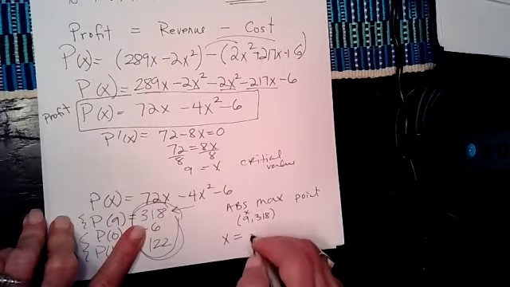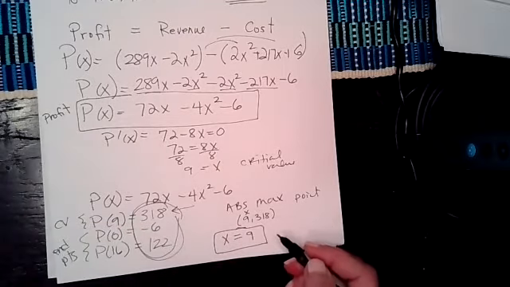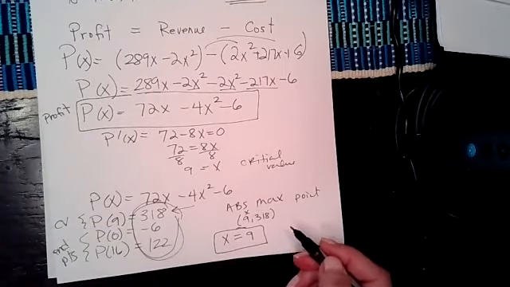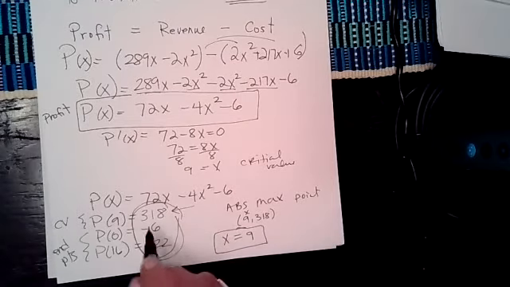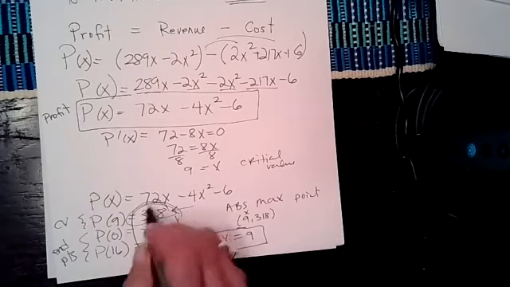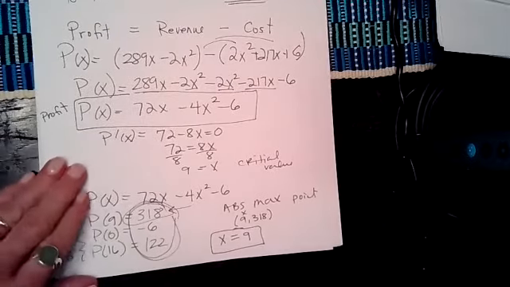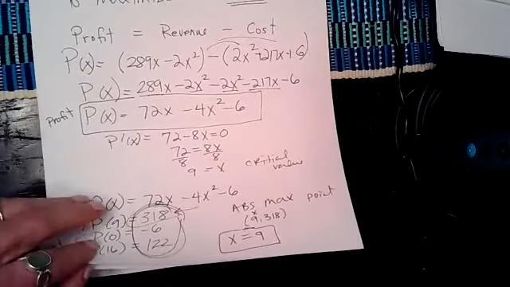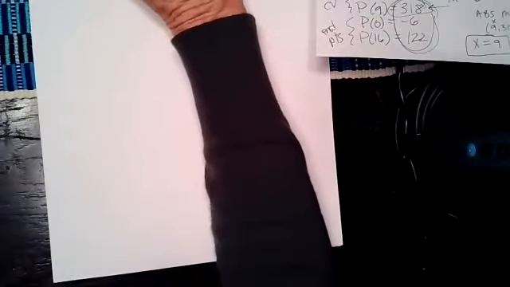So they want to know the X value, how many units do we have to produce to get a maximum? So that would be X is equal to 9 to get our 318 maximum. Okay, and that's it. That's all the homework for, what section is this? 3.5. And so there's one more section, 5.3, and then we'll be done with test 3 material.